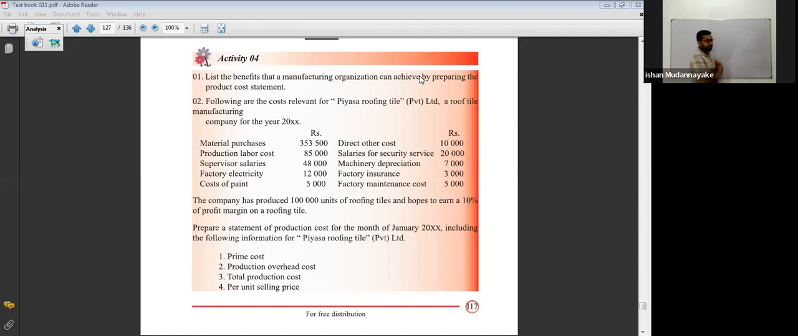Right, and then another answer. Another benefit of preparing a production cost statement. Write down the second one: to identify different types of cost.